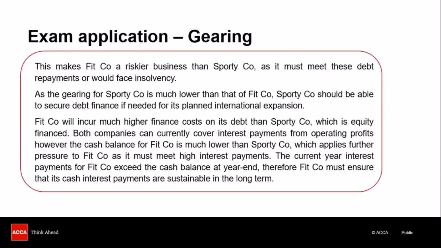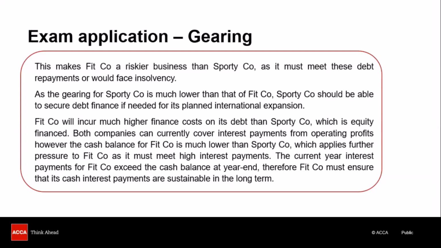Now let's see how gearing has been tested in the past exam papers and how the examiner has provided the solution to it. So over here is the first example. It says that there was a gearing answer. This makes Fit Company a riskier business than Sporty Company, as it must meet these debt repayments or would face insolvency. So over here, Fit Company had a higher level of gearing and Sporty Company had a lower level of gearing. So risk is higher because they need to make the debt repayments, or otherwise they're going to face insolvency.